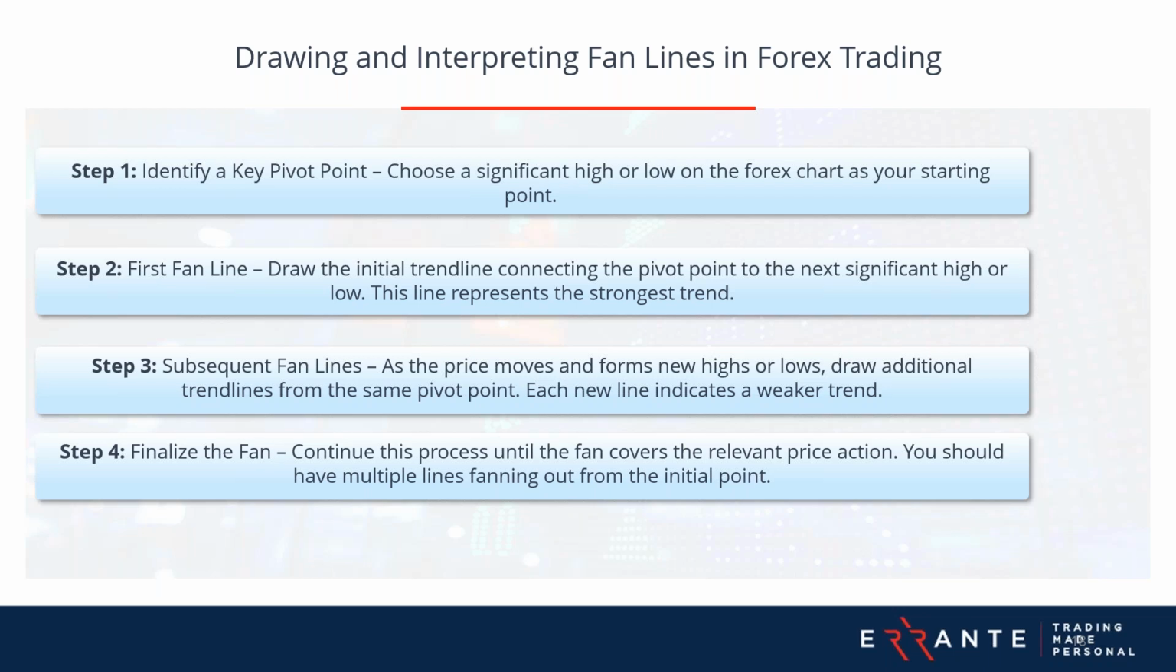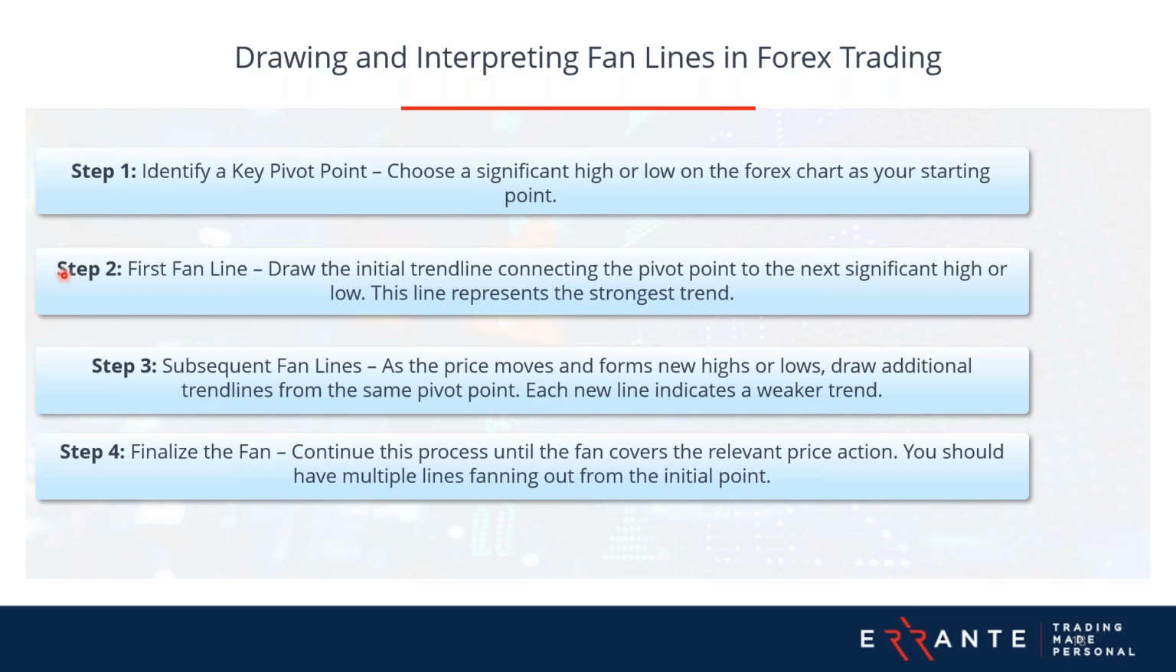in forex trading. First, we should start with identifying a key pivot point. And then we need to draw the first trend line. This is a very ordinary trend line. Draw the initial trend line connecting the pivot point to the next significant high or low, and this line represents the strongest trend. This is it, okay?